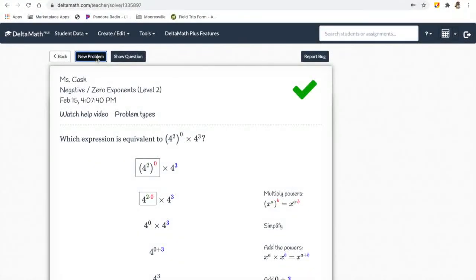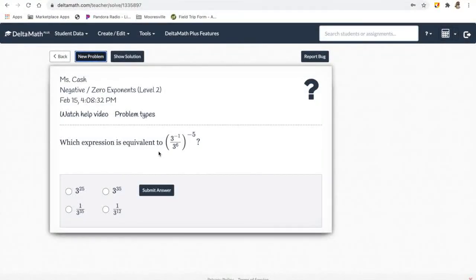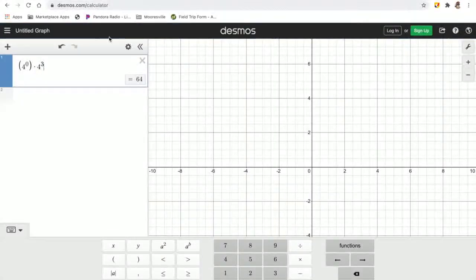Let's do one more problem. This one's a little more complicated. I put in parentheses 3 to the negative 1 over 3 to the 6. That whole thing is in parentheses. And then that is raised to the negative 5th. So I'm going to type it into Desmos exactly as I see it there.